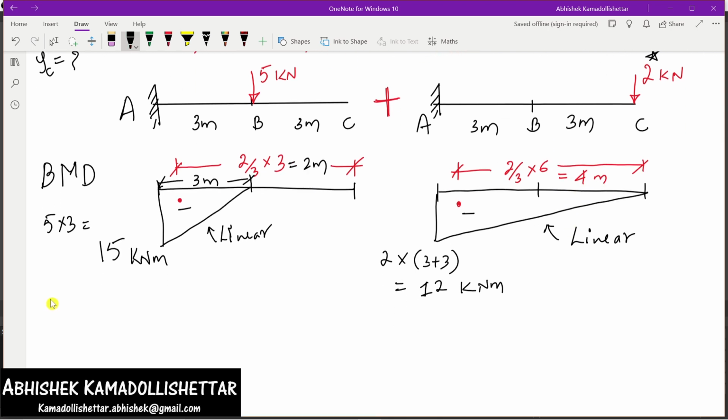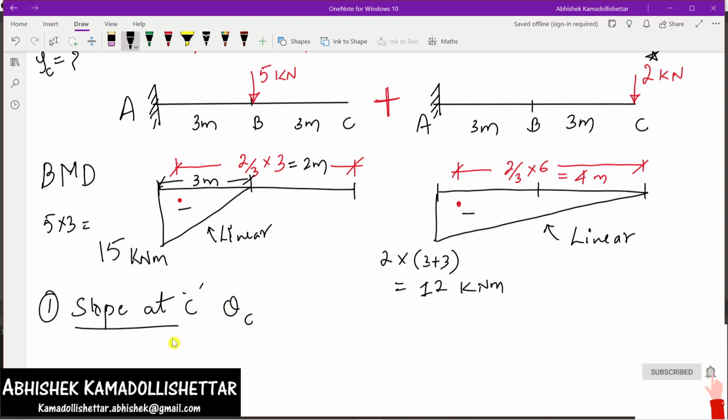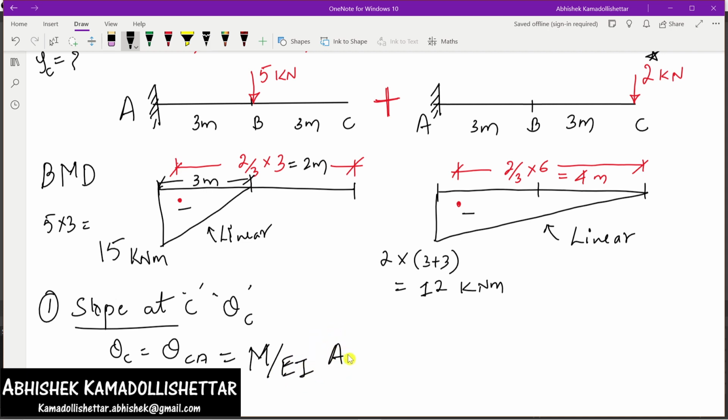Now let us obtain the slope. We will obtain the slope at the free end, at C. So let us call that theta C. Theta C is equal to theta CA, which is nothing but the change in angle between the tangents at A and C, or it is nothing but the M by EI area between A and C.